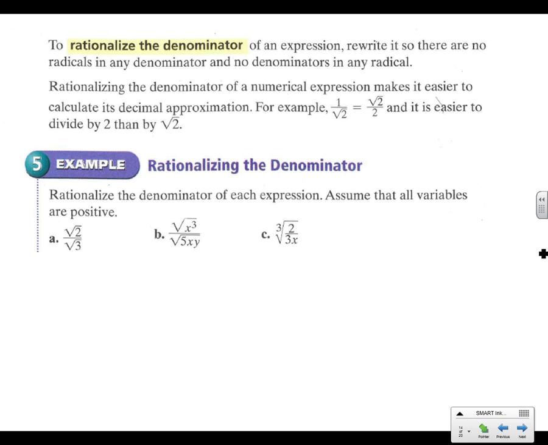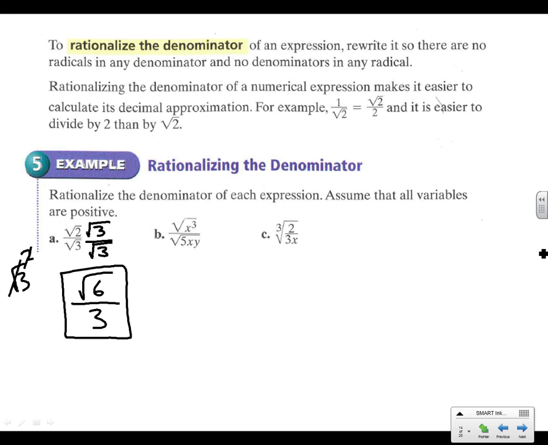We're going to take whatever we've got, root 2 over root 3, and multiply the top and the bottom by whatever we had in the denominator. So now we've got root 6, square root of 3 times the square root of 3 is the same thing as square root of 3 squared. Square roots and squaring cancel, and we're just left with 3. That's our answer. We're going to do the same thing here, 5xy, top and bottom.